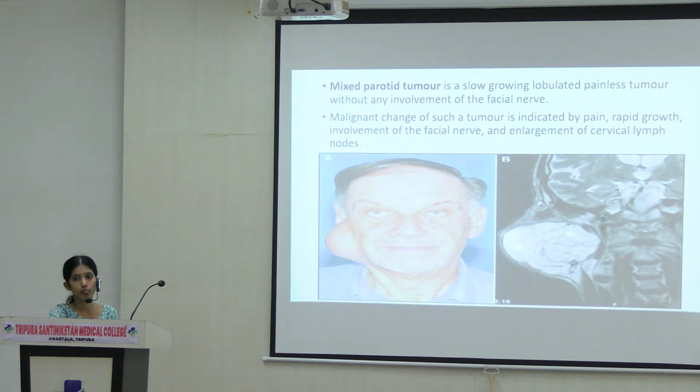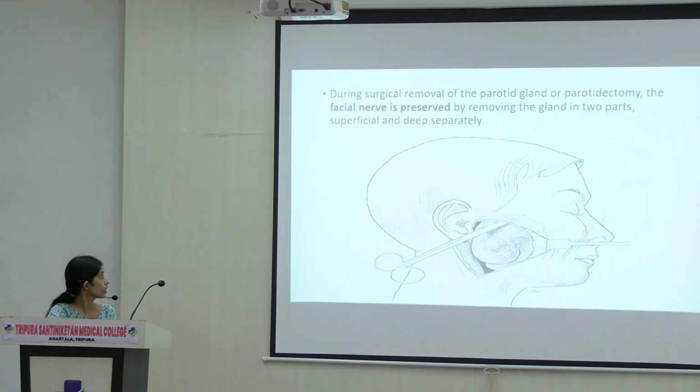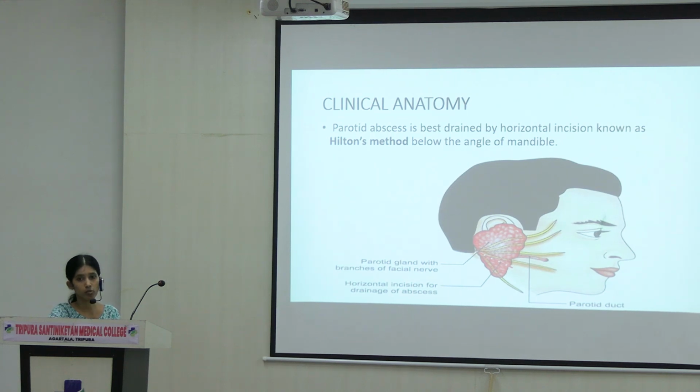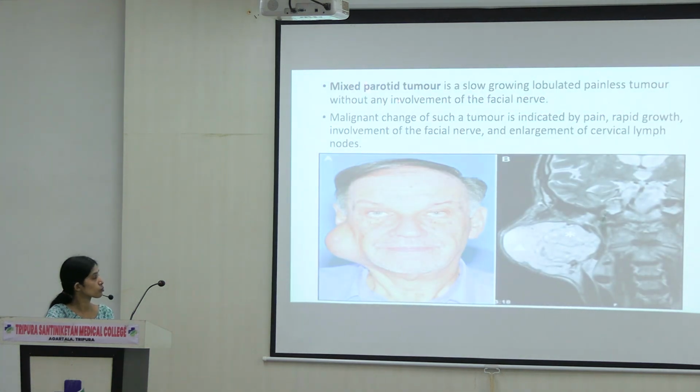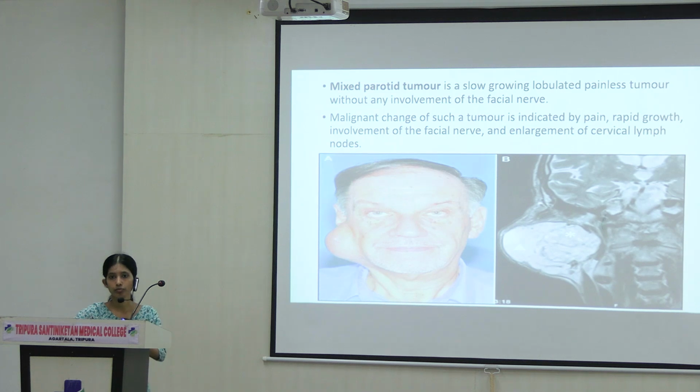So these are the 3 important clinical conditions related to your parotid gland. The first one is Hilton's method and the second one is parotidectomy, that is nothing but removal of your parotid gland without damaging the facial nerve, and the last one is mixed parotid tumor, or you can mention it as malignant parotid tumor also. Any doubts? Any doubts in the parotid gland?